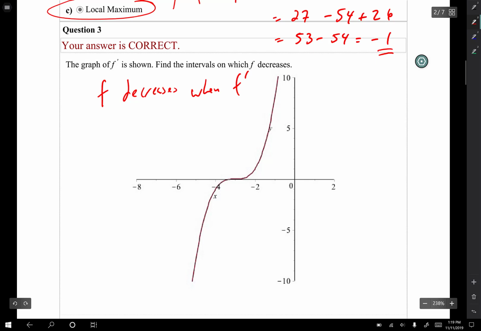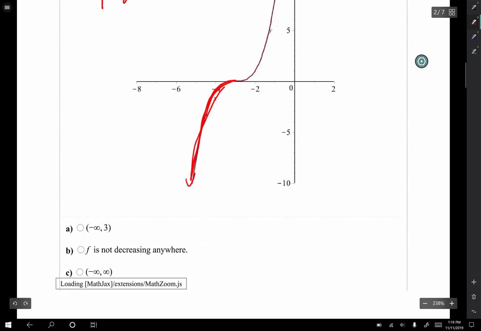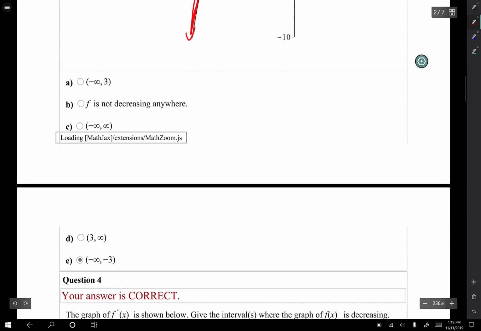when f prime is negative. So f prime is negative where I'm highlighting. So negative infinity to negative 3. There you go.